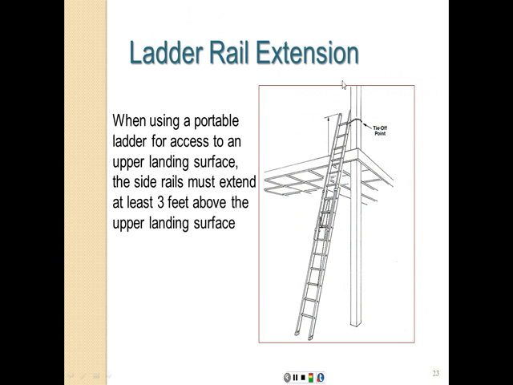The ladder rail extension. This is a requirement here. When using a portable ladder for access to an upper landing surface, the side rails must extend at least 3 feet above the upper landing surface.